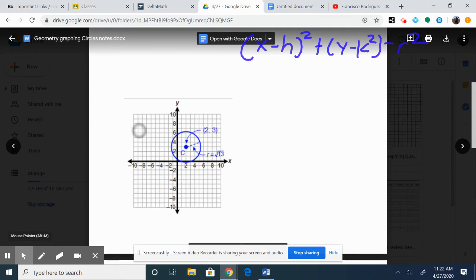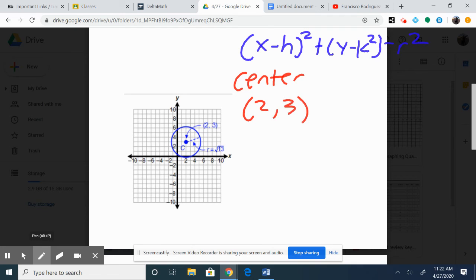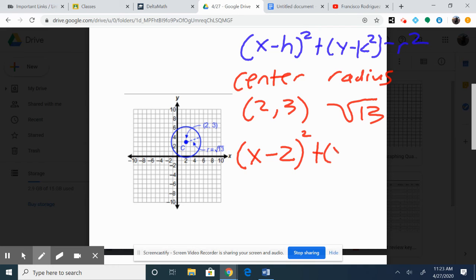So if we look at this next example, the center of our circle is (2, 3), and the radius is the square root of 13. Now, all we have to do is just plug in our numbers. So (x minus 2) squared plus (y minus 3) squared would be equal to the square root of 13 squared.